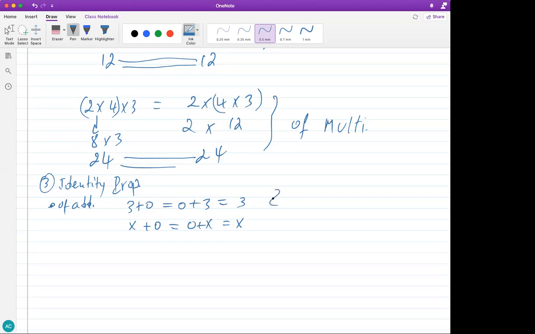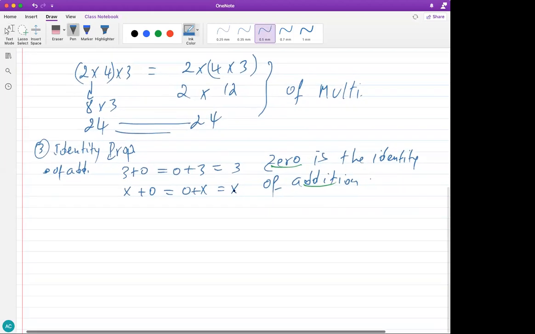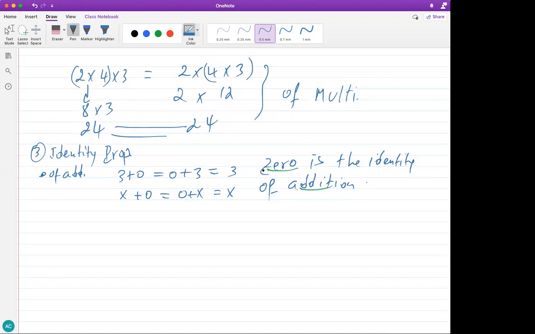And we say that the number 0 is the identity of addition. Okay, 0 is the identity of addition because 0 does not change addition. Okay, 0 is useless or worthless when it comes to addition. If 0 is the identity of addition, what is the identity of multiplication? What number is the identity of multiplication?